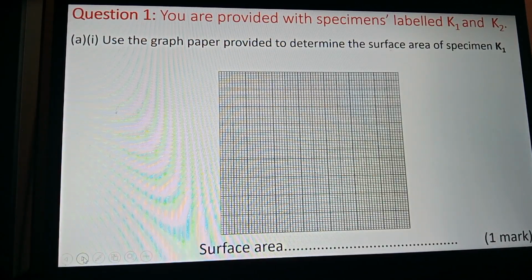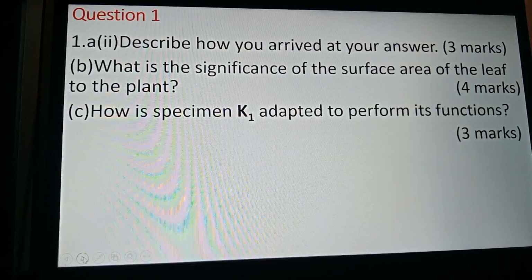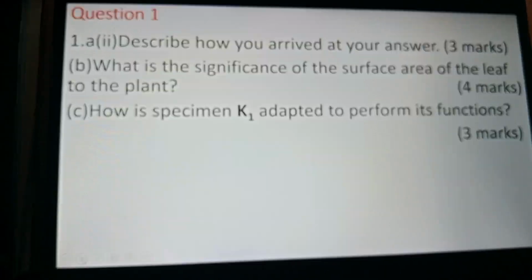So in question 1, you are provided with the specimens labeled K1 and K2 as we saw. You are given this graph paper. Use the graph paper provided to determine the surface area of specimen K1. So you give the surface area there. Let's move very fast through the questions. 1A2 is you describe how you arrived at your answer. B, what is the significance of surface area of the leaf to the plant? How is the specimen K1 adapted to its function? That is C.